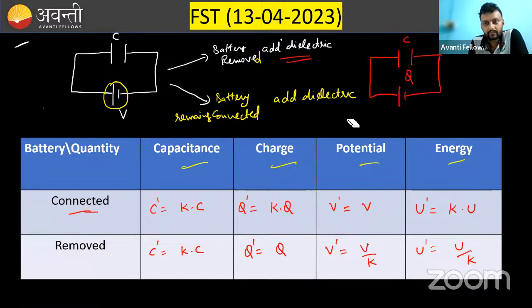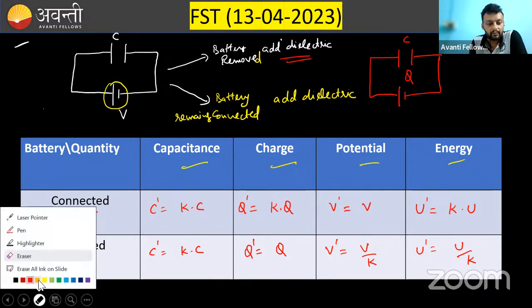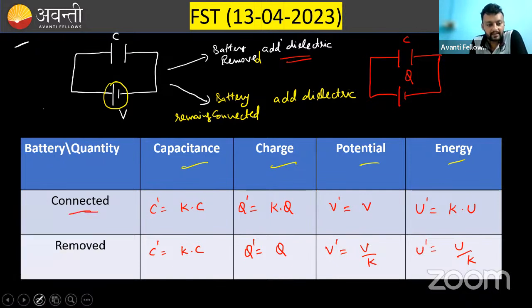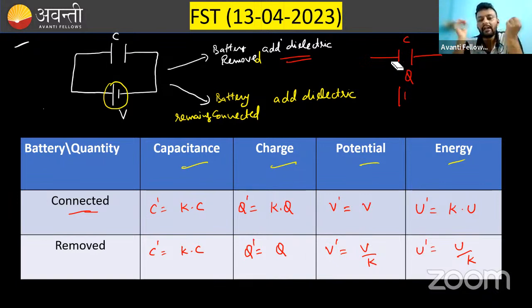Now I removed the battery. As soon as I remove the battery, you can see that the battery is removed. So the charge stored on the capacitor cannot go anywhere because there is no way for it to go. Are you understanding my point?